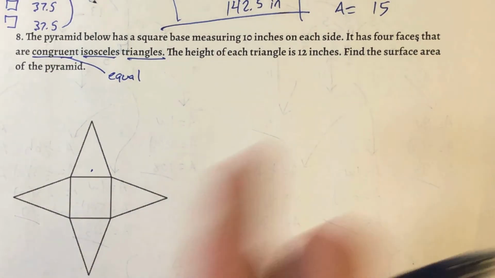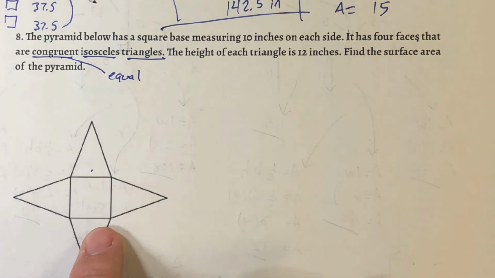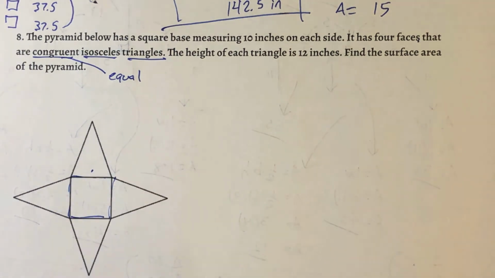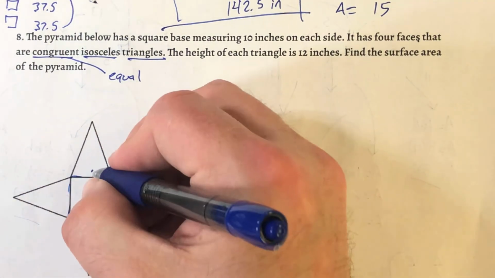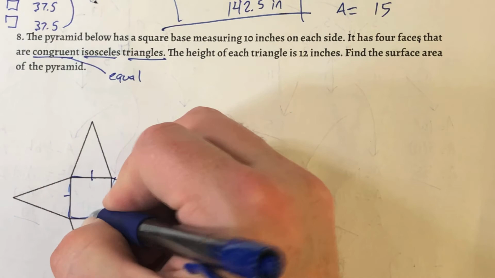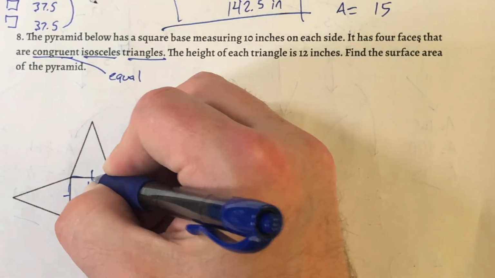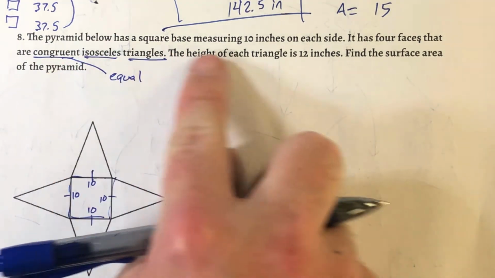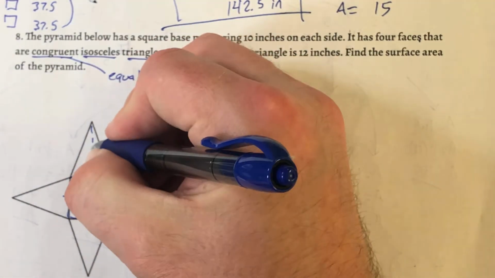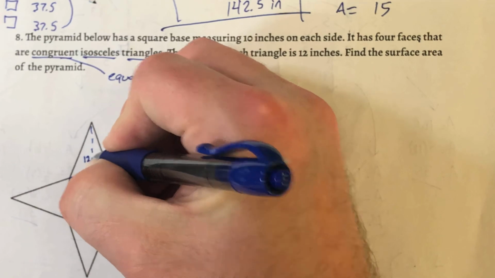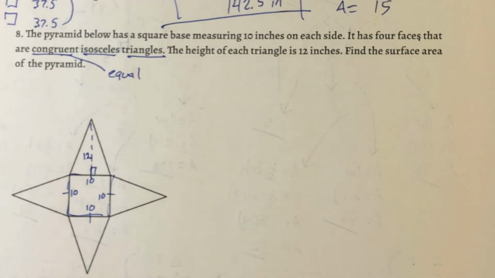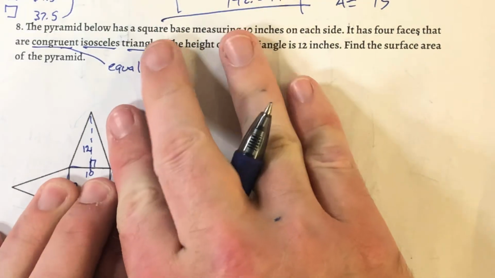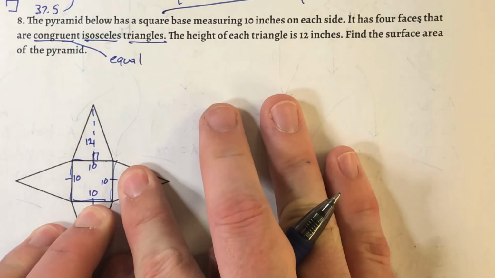Find the surface area. So we would draw a net. It's a square pyramid, so that means 1 square and 4 triangles. It said the sides of the square are 10. Next, it said the height of each triangle is 12. So, do we have enough information? Yes. We have base and height of a triangle, and we have length and width of the square.